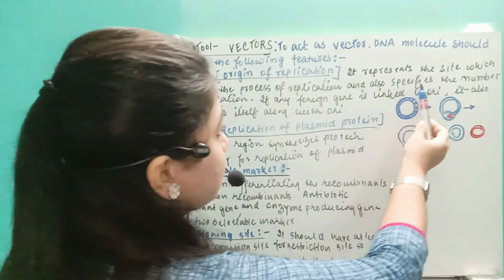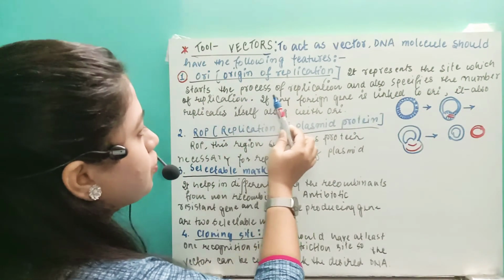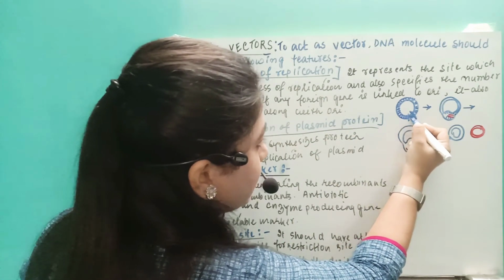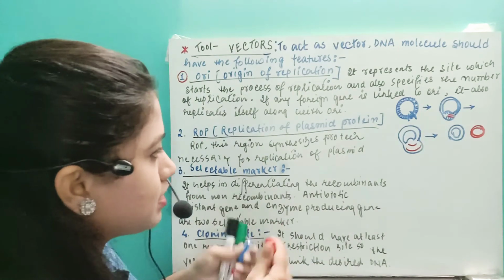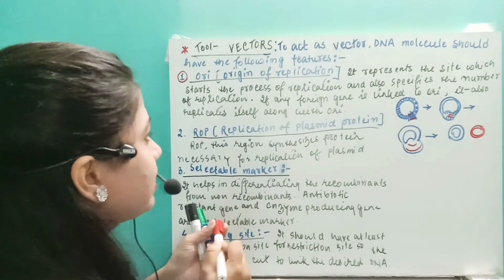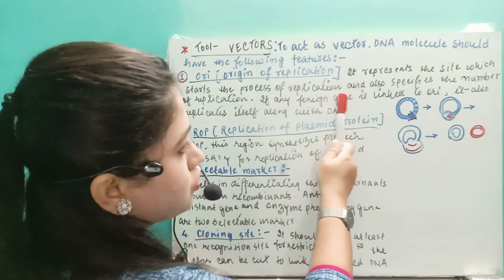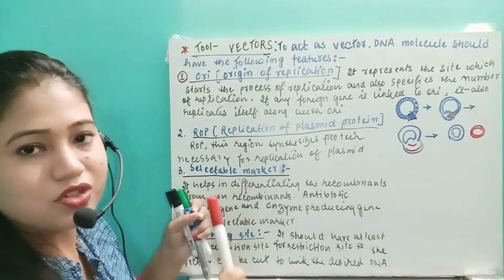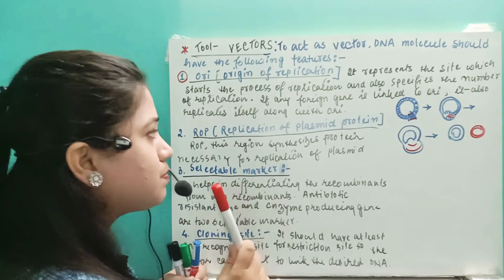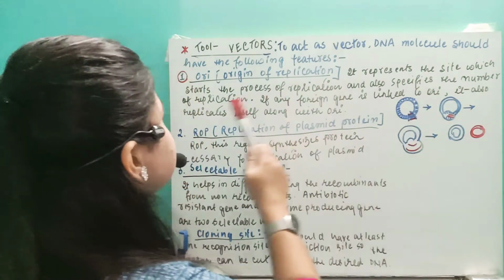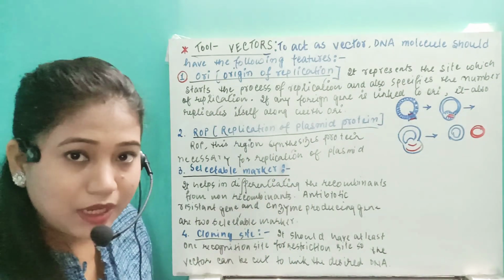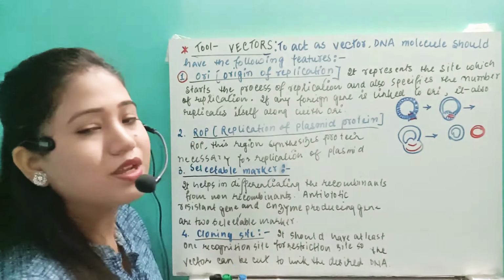It represents the site which starts the process of replication. So this is the specific site, isn't that right? That site starts the process of replication, because from there the hydrogen bonds start to break and new gene fragments start to form. That specific region also specifies the number of replications, that means how many times it will replicate. That is known as the copy number.